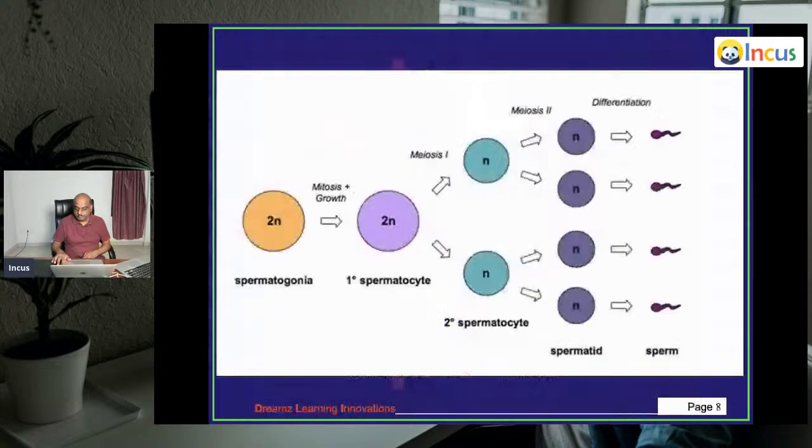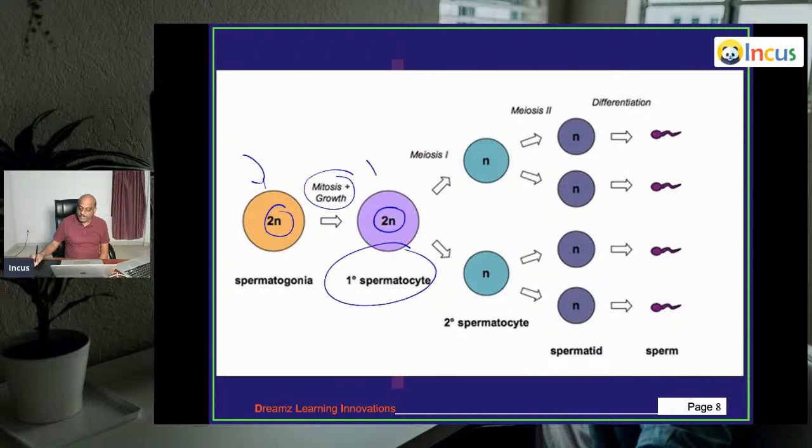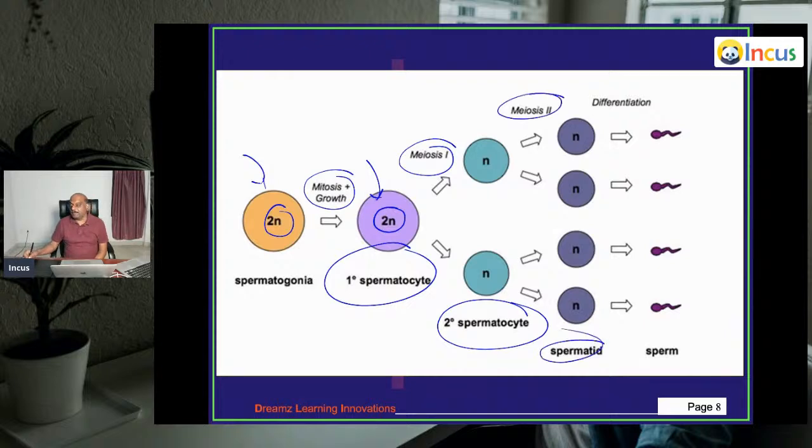Now, similarly, if you take spermatocytes, spermatogonia are 2N. Mitosis plus growth will cause the primary spermatocyte, which is also diploid. Then meiosis 1 occurs, producing the secondary spermatocyte. Then it undergoes meiosis 2, leading to spermatid, which undergoes differentiation to form the sperm. So it is at the secondary spermatocyte phase that a haploid sperm is being produced, is what you need to remember.